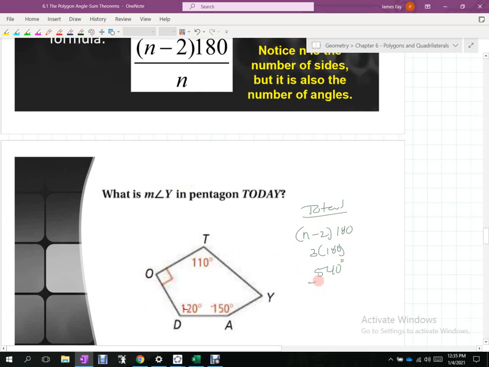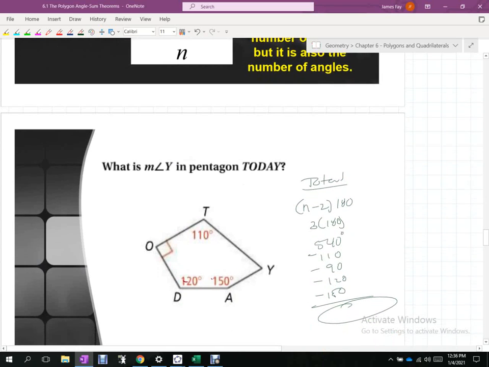If I know 4 of them, minus 110, minus 90, minus 120, minus 150, will that then give me my measurement for angle Y? Okay. So what's that? 200, so 340, 220, so 70? 70 degrees for that angle right there. That kind of makes sense. Is that the same thing that we've done with triangles?